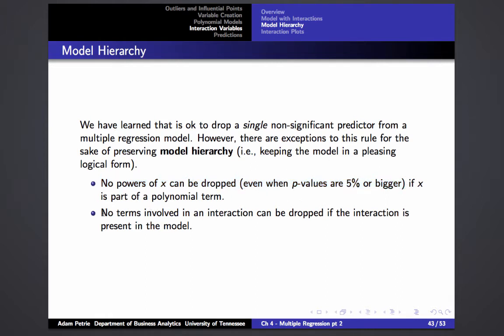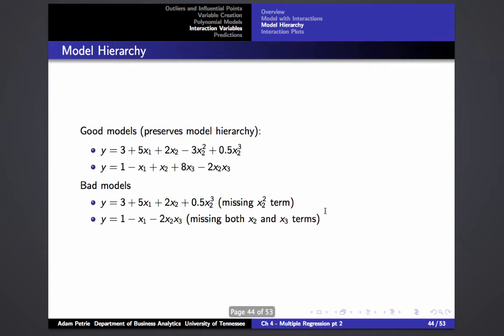And in terms of interactions, in order to preserve model hierarchy, no terms involved in an interaction can be dropped if you're including that interaction in the model. So a good model, one that preserves model hierarchy, would look something like this. I have a polynomial term in x2, and I've included x2, x2 squared, and x2 cubed. We preserve model hierarchy. Likewise, in this model right here, I have an interaction between x2 and x3, and I have the individual components of that interaction, x2 and x3 by themselves. That's a good model. It preserves model hierarchy.